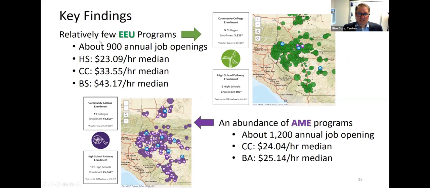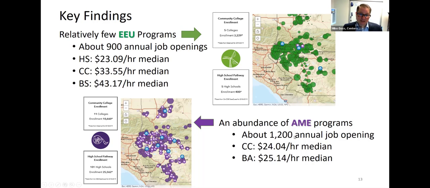Here are some key findings that we saw for the energy, environment, utilities program. We have about 900 annual job openings, and here are the different levels that pay: the median at the high school level, the community college level, and our bachelor's level. We only have 5 of our 12 colleges offering energy, environment, and utilities programs, and only 5 of our high schools. So we could see off the bat that that's possibly something we want to look into to ensure that we're addressing the employment needs of these employers. And these are great jobs, so it's a good opportunity.